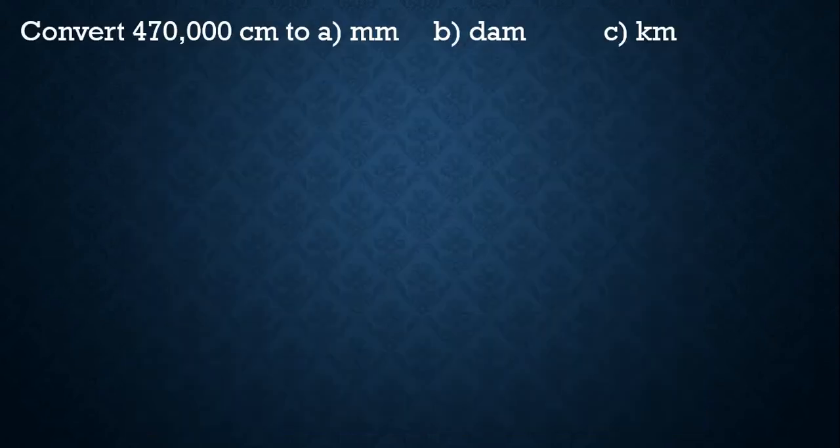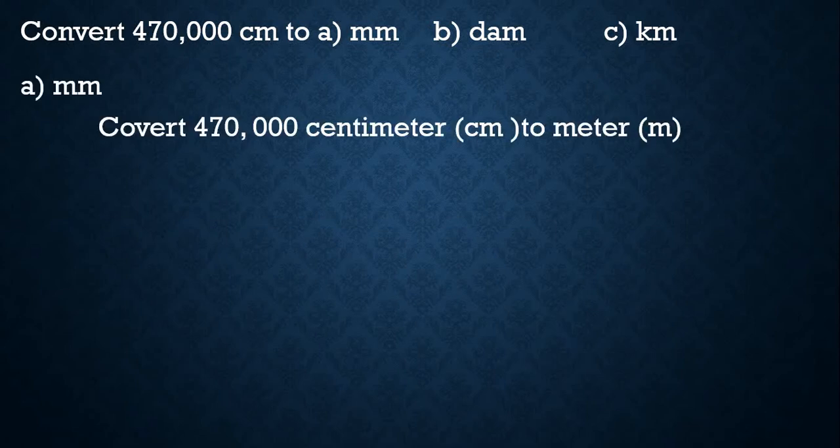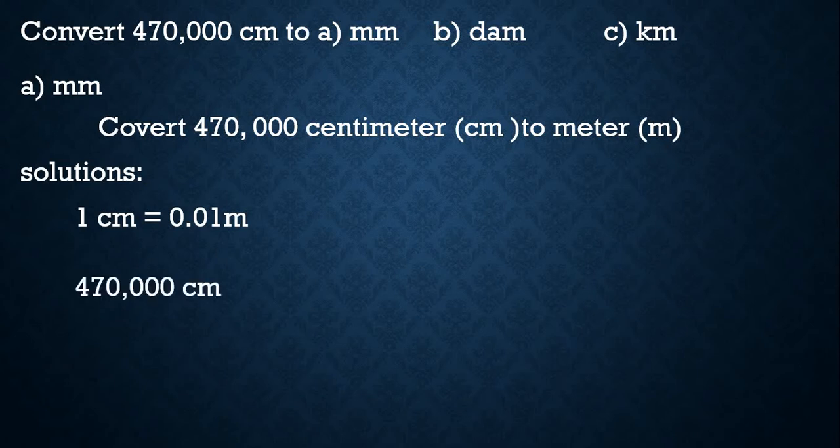So, let us convert 470,000 centimeters to millimeter, decameter, and kilometer. Let us solve for millimeter first. Convert 470,000 centimeters to meters. The conversion is 1 centimeter is equivalent to 0.01 meter. Now, let us use 470,000 centimeters and multiply it by the conversion of 1 centimeter to 0.01 meter. So, the question is, what will be our numerator? What will be our denominator?